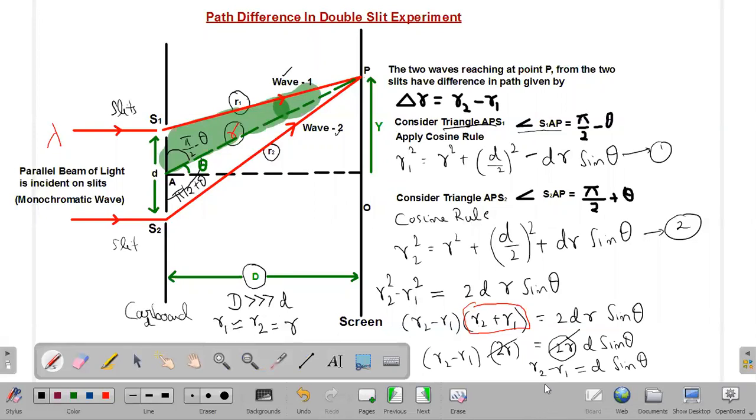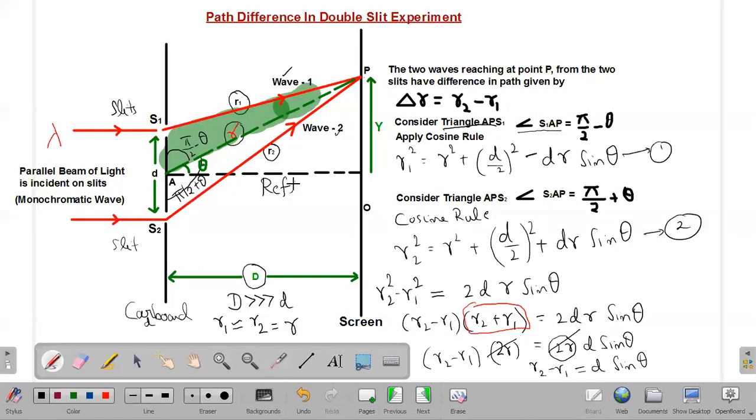So this is a mathematical proof of path difference, which is R2 minus R1 is small d into sine of theta, and we can call R2 minus R1 the path difference between wave 1 and wave 2 when they reach point P. So the two waves coming from slit S1 and slit S2 reach point P, which has an angular position of theta relative to the reference line, and the reference line is the perpendicular bisector of the two slits.